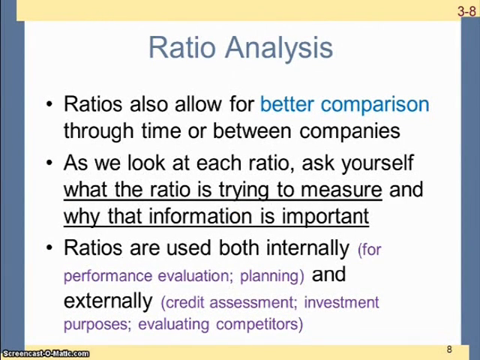Ratio analysis. Ratios allow for doing a time trend analysis and peer group analysis. Right? What is time trend analysis? Time trend analysis is to see the firm's performance across time, and peer group analysis is to see the firm's performance compared to the other firms in the same industry. These ratios are used both internally and externally.